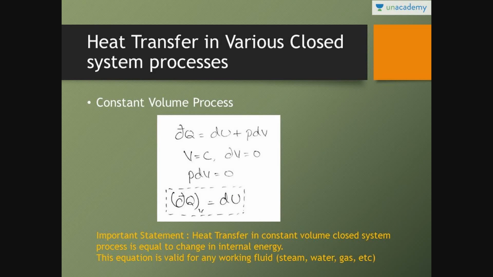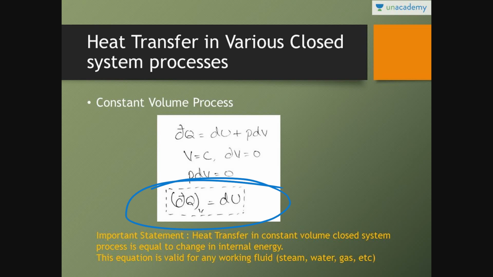Now we will discuss the heat transfer in various closed system processes. First one is the constant volume process. We will start with the equation of the first law of thermodynamics. In a constant volume process, the first law equation is dq equals du plus pdv. As we know, in a constant volume process the value of dv is equal to 0, that means pdv is equal to 0. So heat transfer in a constant volume process is equal to change in internal energy. Always keep in mind, whenever anyone asks you to calculate the heat transfer in a constant volume process, dq is equal to du, that is, heat transfer in a constant volume process is equal to change in internal energy.